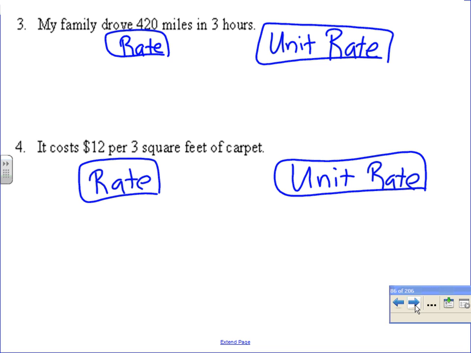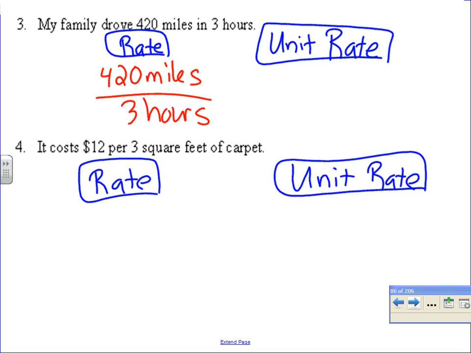Okay, number 3, Annalise, what is the rate? Good job. Emma H., what is the unit rate? Keep going. Per hour or over 1 hour, either way. So your family drove 420 miles in 3 hours. More than likely they're speeding if they drove 140 miles in an hour. So remember, you could also write that as 140 miles per hour.